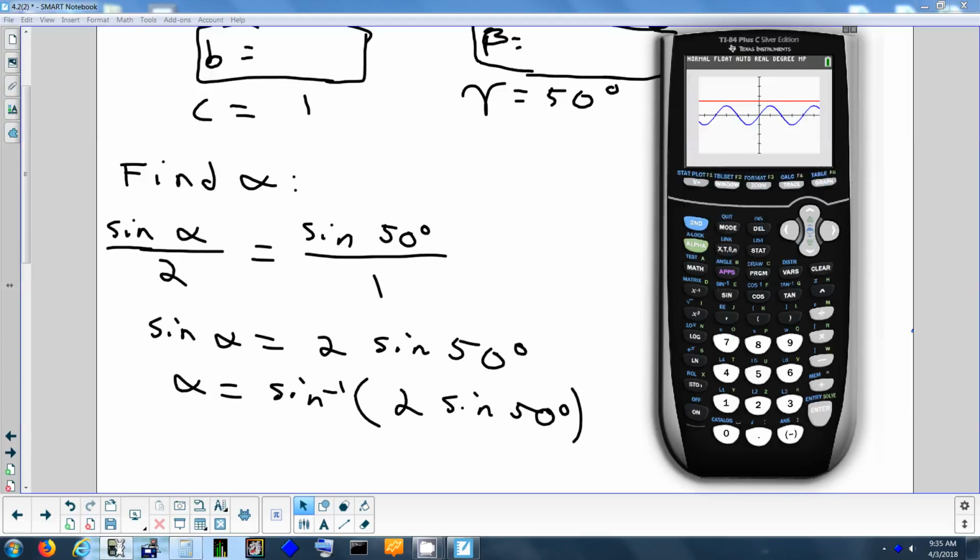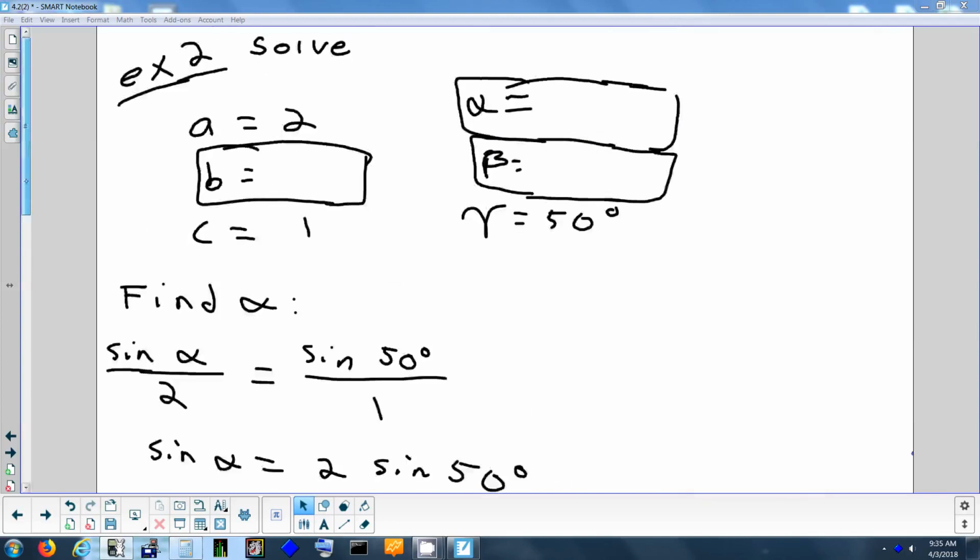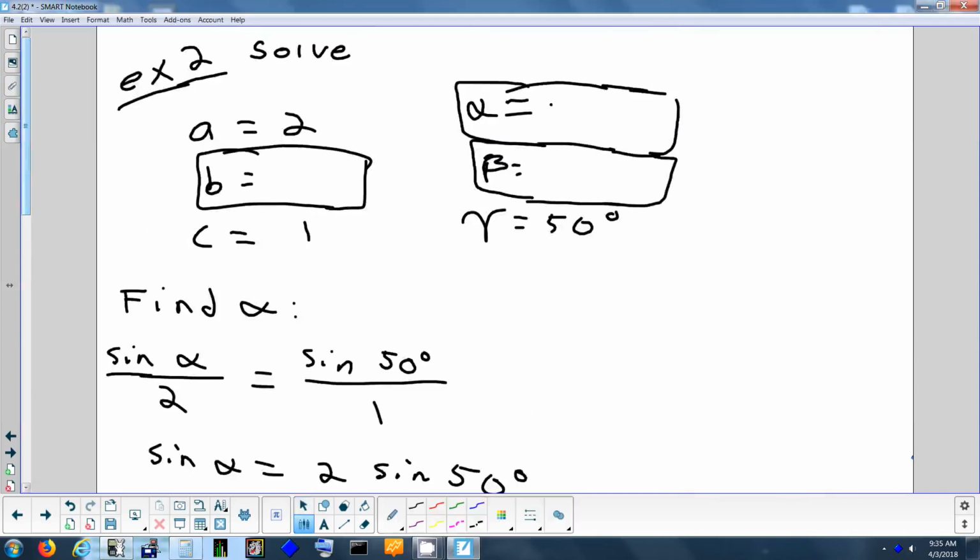Okay? So my calculator, I think it said domain error. Okay, what yours does might be different. Same thing. But the point is there's no solution for alpha. So no solution.